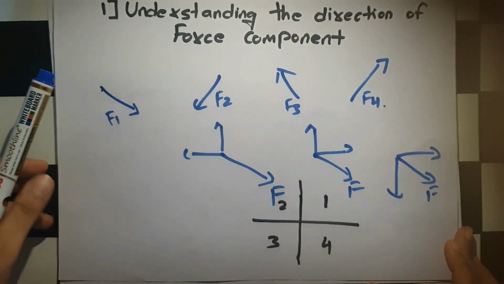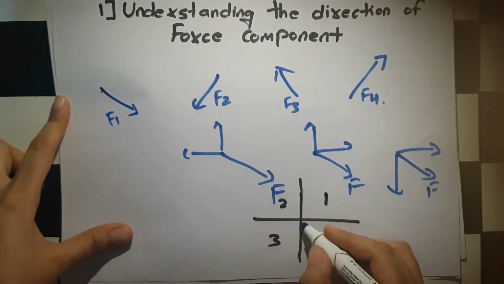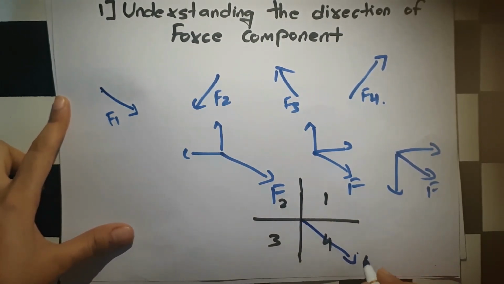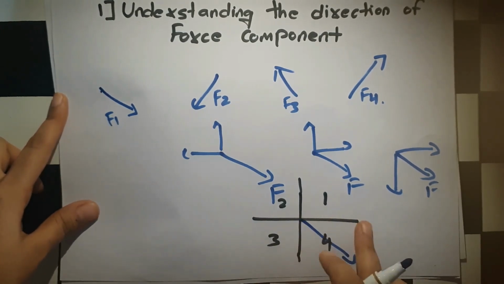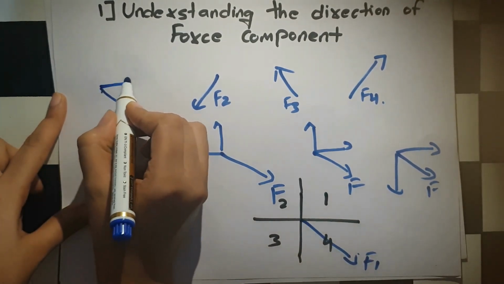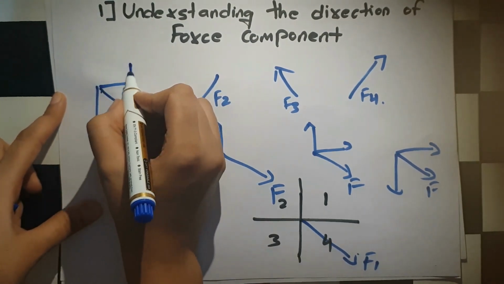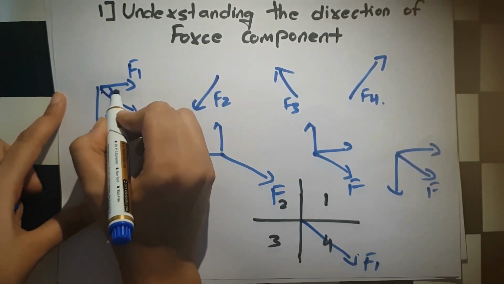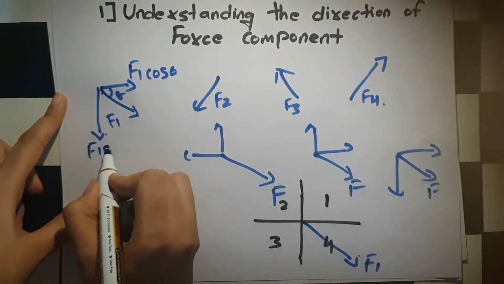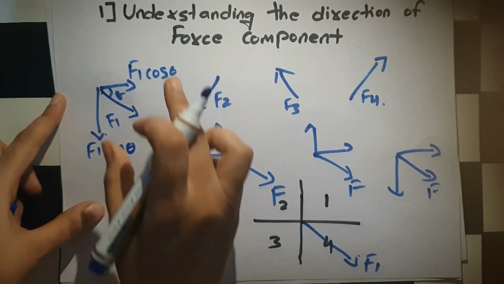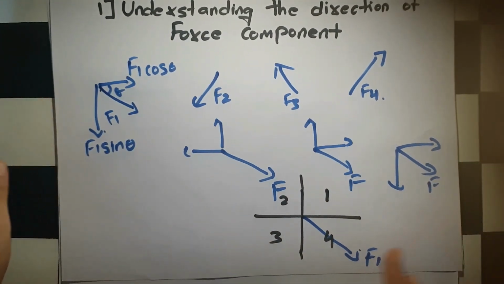You have to place this origin at the origin of the quadrant. So if I place my force F1 origin at the origin of the quadrant, it will come here, F1. So for F1, my component direction will be in this direction and in this direction. So this will be F1, suppose this is theta, so this will be F1 cos theta, and this will be F1 sin theta. Okay, magnitude you know, but you just have to be sure about the component direction.